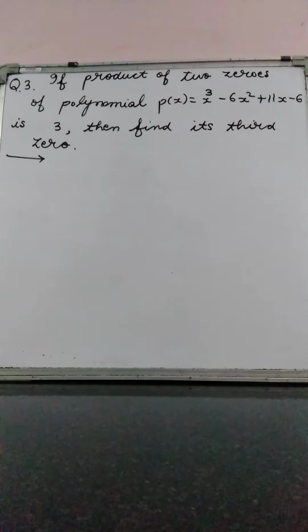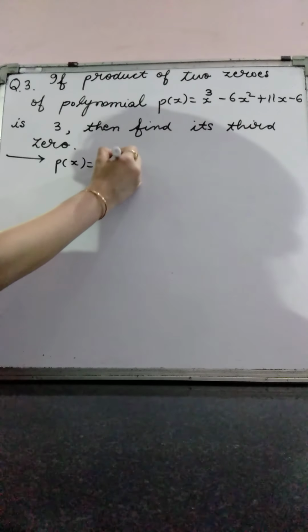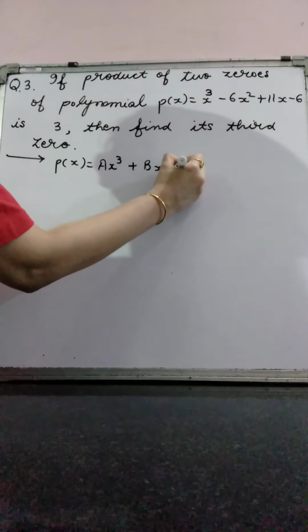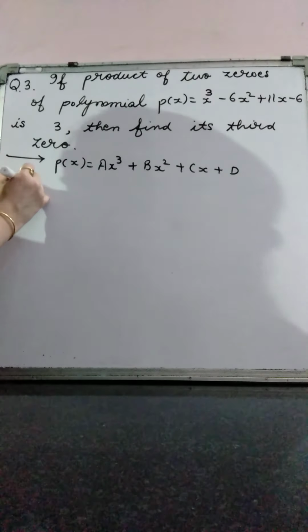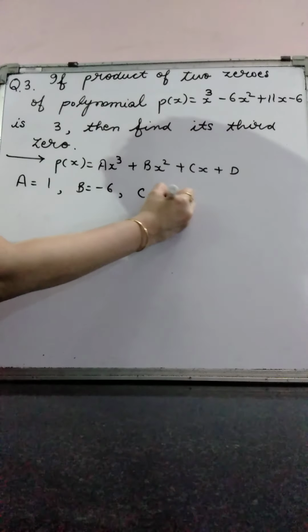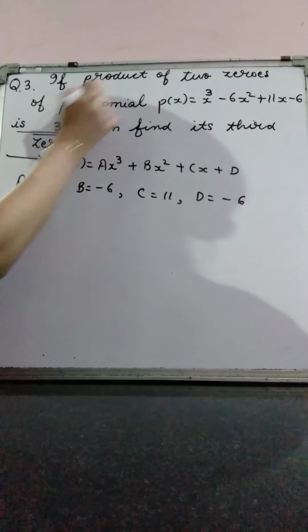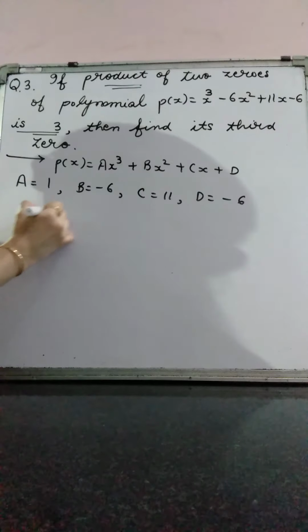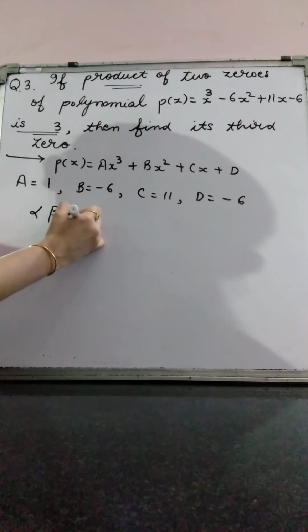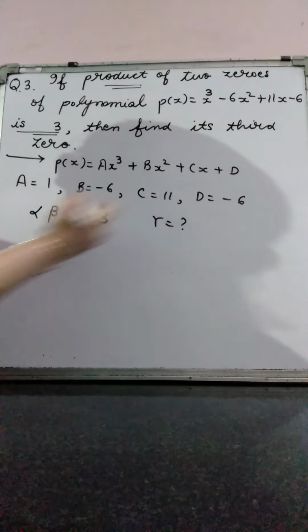Now third question is, if product of two zeros of the polynomial is 3, then find its third zero. First of all, compare this polynomial with ax cube plus bx square plus cx plus d. We get the value of a is 1, the value of b is minus 6, c value is 11, and d value is minus 6. Product of two zeros is 3. Let the product of two zeros alpha beta be equal to 3. Find its third zero. We need to find gamma.